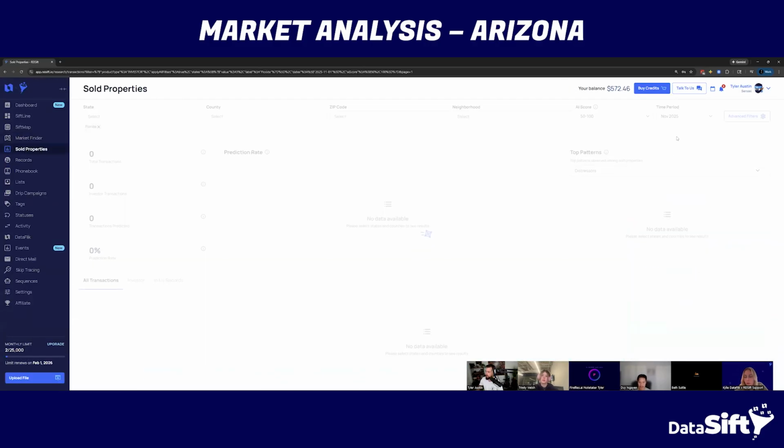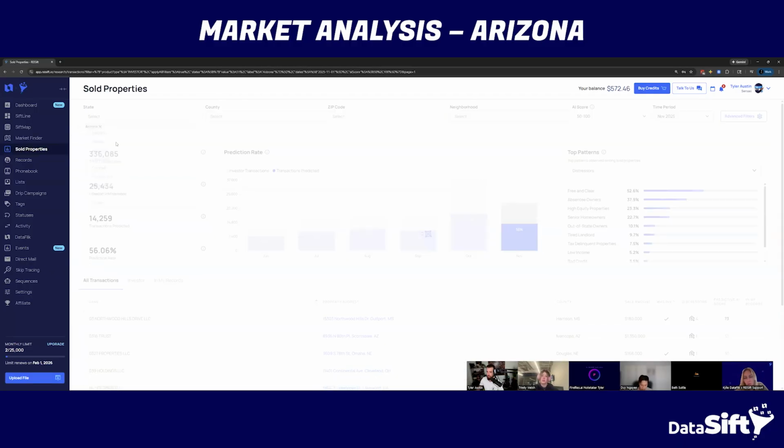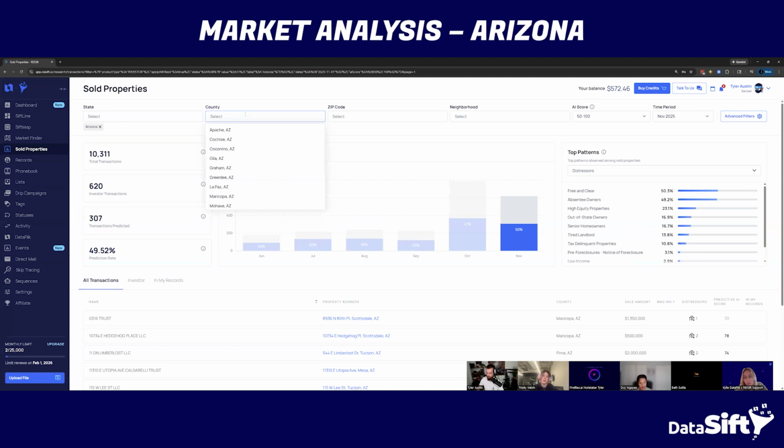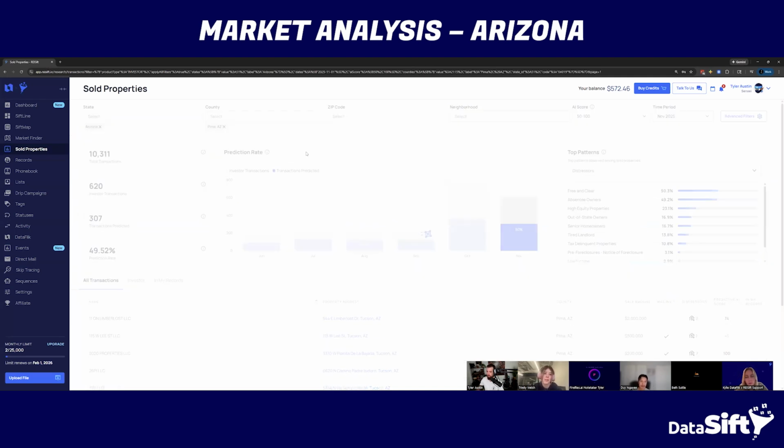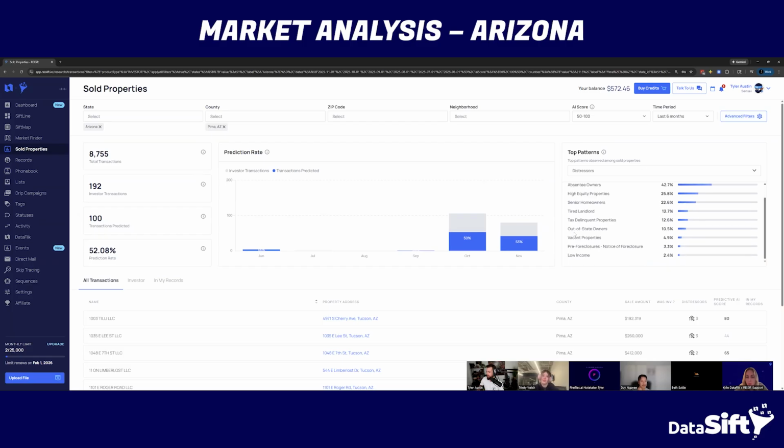So we'll go to sold properties. And what I'm going to do is search Arizona. Okay. And now I'm going to search for Pima. Okay. I'm going to do all time, last 6 months here. Looks like the data was dead there for a couple months. And then after I do that, I'm going to search my zip codes real quick. So we see it's a 52%.